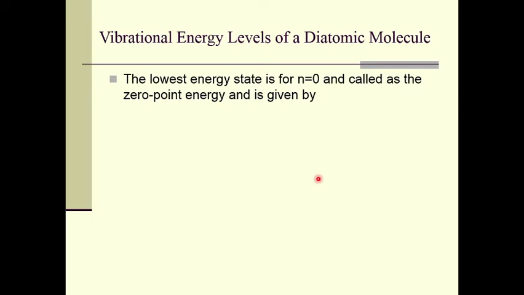So the lowest energy state is for n is equal to 0, and it is called the zero point energy. We have already seen that by putting n is equal to 0, we are getting energy E0 is equal to 1 half h nu. That means the lowest energy is not 0, right? So the lowest energy is non-zero. Please remember, the lowest energy of the harmonic oscillator is non-zero, but it is 1 half h nu, right?